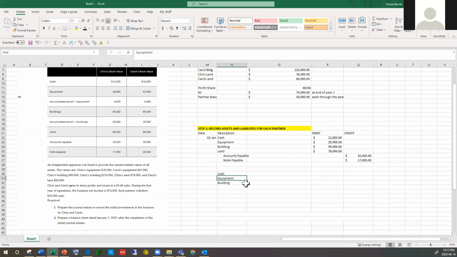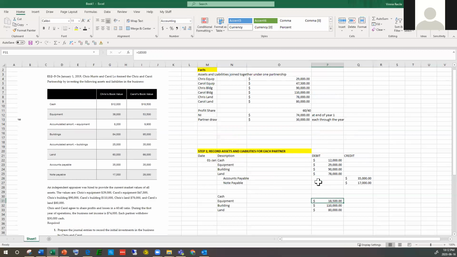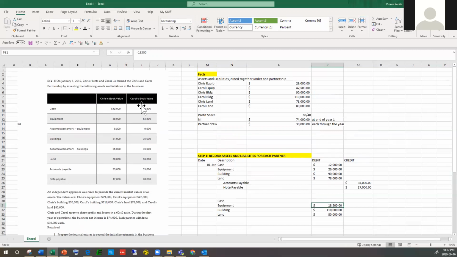So we have the same thing for Carol. We have cash, equipment, building, and then we actually have land as well. So let's just uncover all of those. Got a little typo there, so we'll just fix that up. So we have $18,000 and $18,500. Where is that from? That's from this chart here.